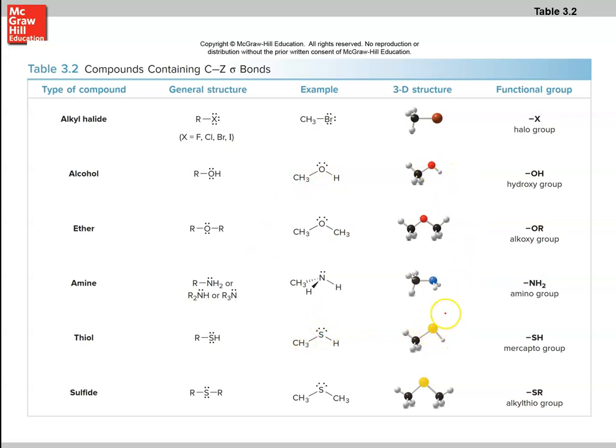So really similar types of shapes and structures. You can see the oxygen's obviously a smaller atom, so this is represented a little bigger. This group is called a mercapto group. You may have heard of beta mercaptoethanol, perhaps. When we run protein gels, we have to use that to denature our proteins, and it kind of stinks.